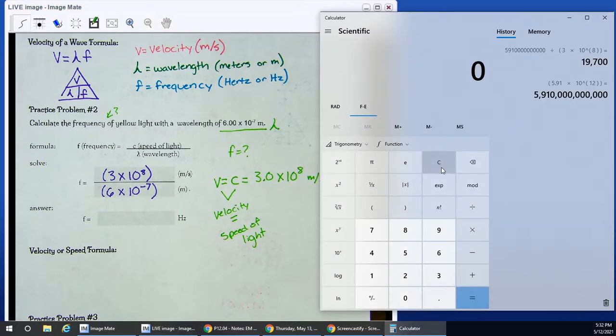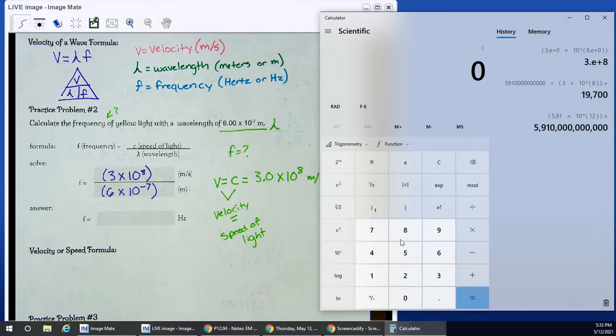I'm going to clear everything out. I'm going to start my parentheses with 3 times, I'm going to put the 8 for 10 to the 8th, close parentheses. I actually don't like the way that looks, so I'm going to clear that out and hit FE again.